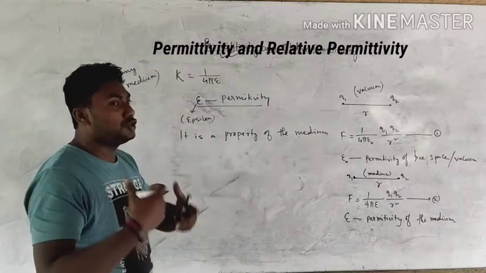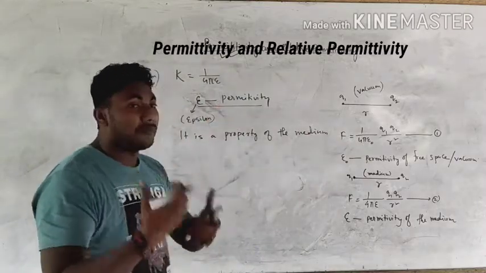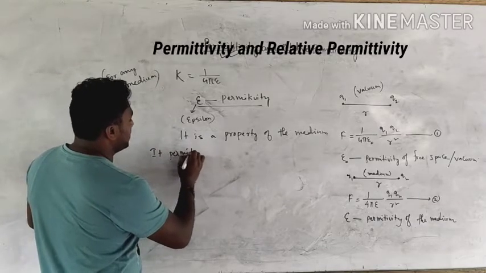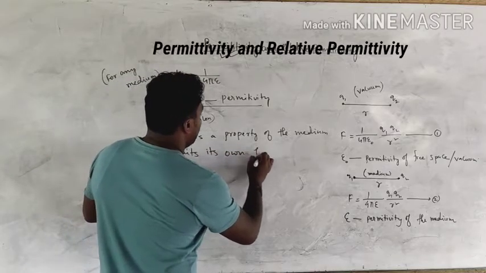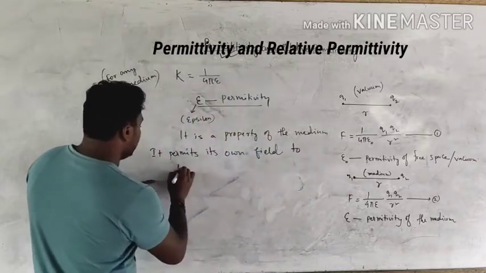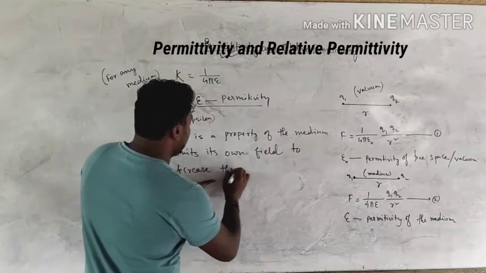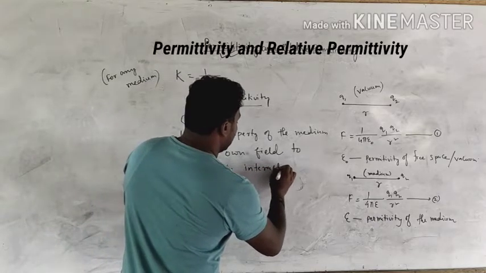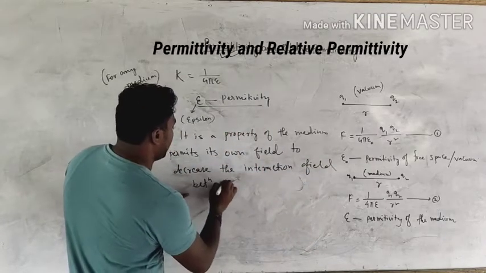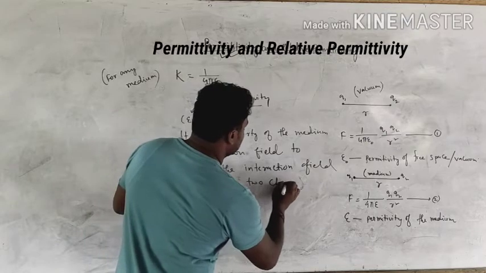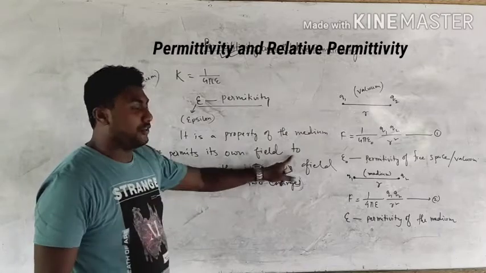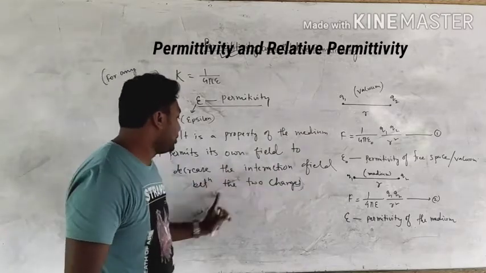And what does permittivity do? According to the name, permit means allow, isn't it? It permits its own field to decrease the interaction field between the two charges. Remember that, between the two charges. It is a property of the medium. It permits its own field to decrease the interaction field between the two charges.